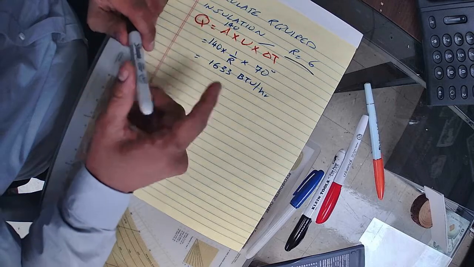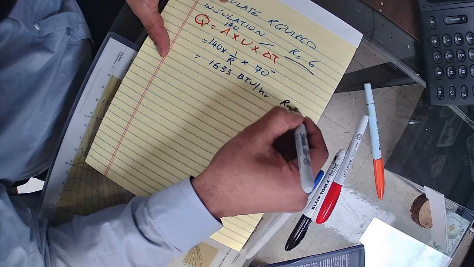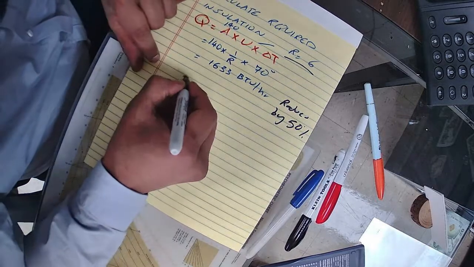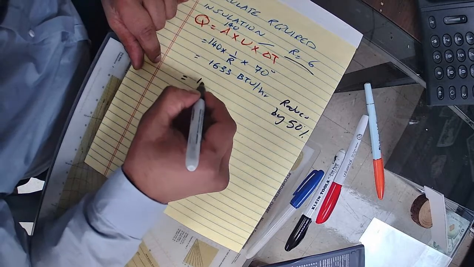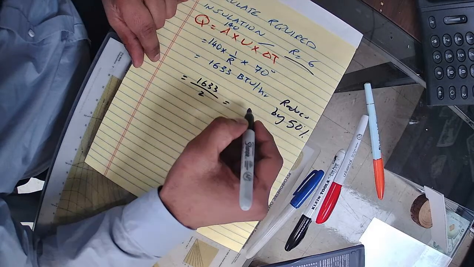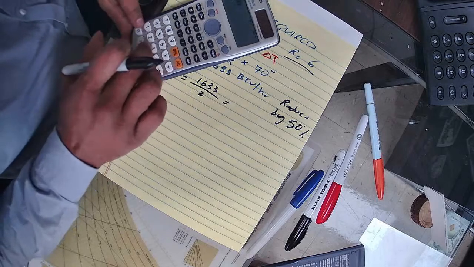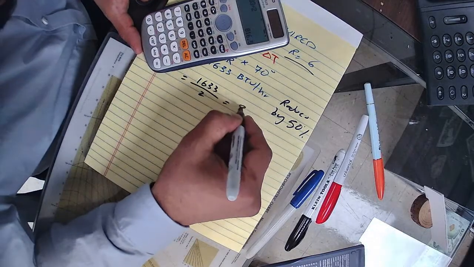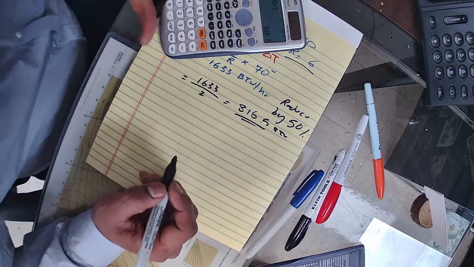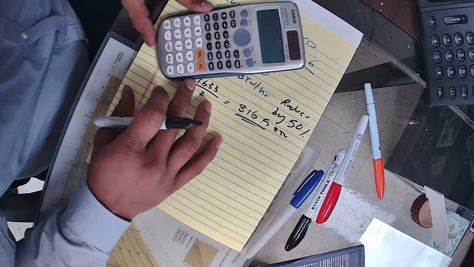For example, if I want to reduce the heat load by 50%, meaning that I want to cut it in half, that's 1633 over 2. That's half, right? I'm doing it by calculator so I don't mess it up. It equals 816.5 BTU per hour.